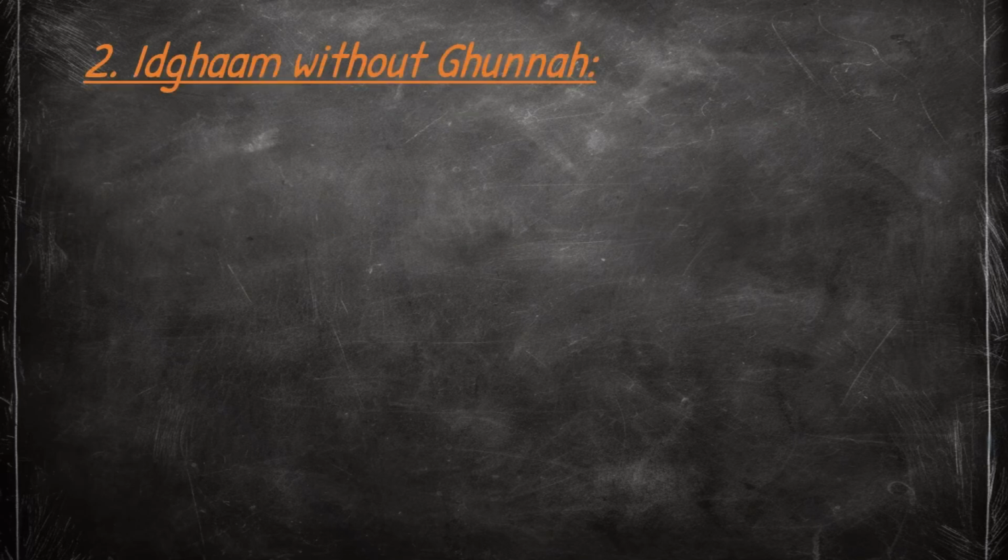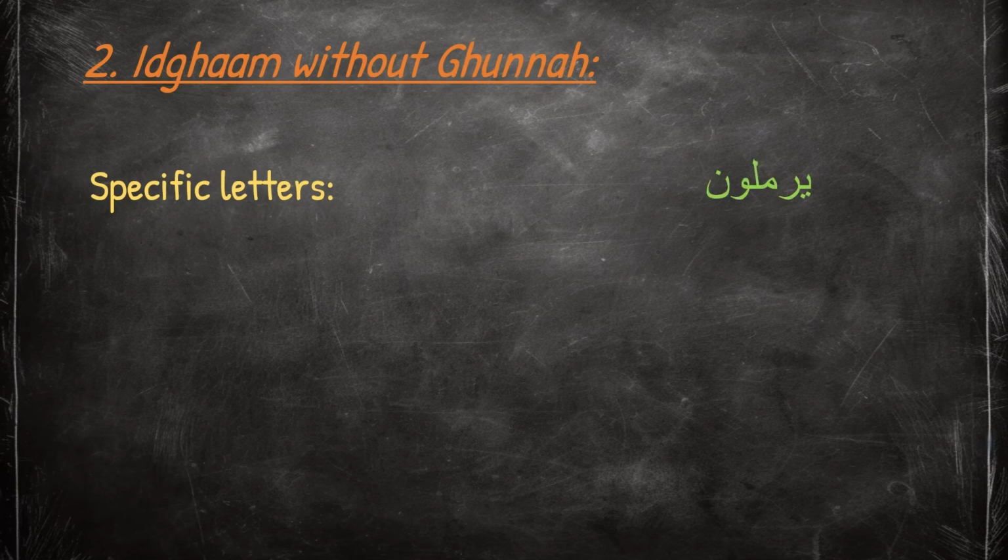Now let's move into the second type of idgham, which is idgham without ghunna. The first type was idgham with ghunna. We were applying idgham along with ghunna, but this one is idgham without ghunna. We're applying just idgham, not applying ghunna. So what are the specific letters of this type of idgham? When do we apply this idgham without ghunna? Basically, we know that the specific letters for idgham generally are collected in the word yarmuluna. These six letters: ya, ra, mim, lam, waw, and nun.